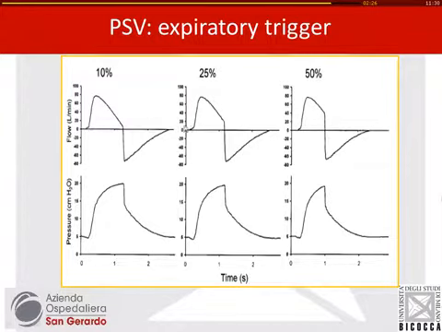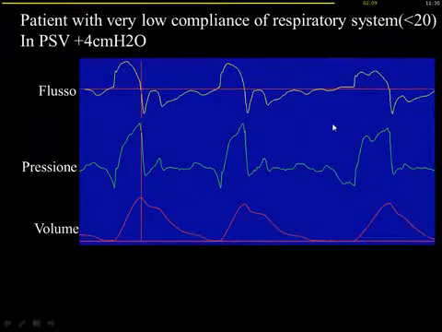This level can be set in most ventilators. Here we set it to 10%, so you see the inspiration lasts longer. Here we set it to 50%, so we reach this value earlier, and the inspiration is shorter.